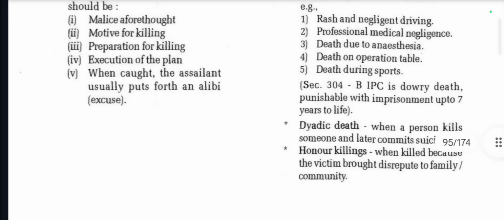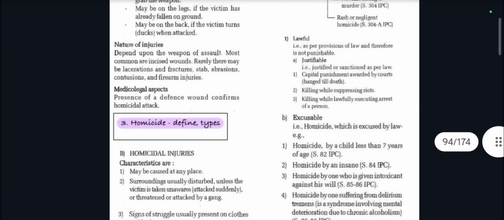What is dyadic death? When a person kills someone and later commits suicide. Dyadic death. What are honor killings? When killed because the victim brought disrepute to family or community. That is called honor killings. So, dyadic death and honor killings. So yes, this was about defense and homicidal wounds.